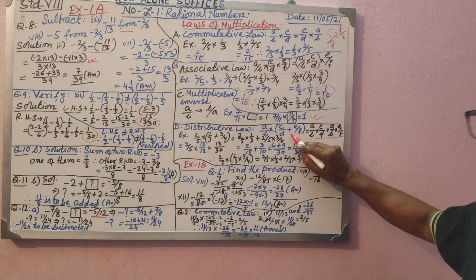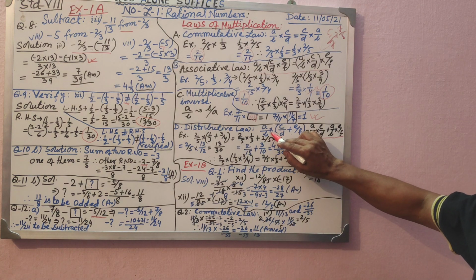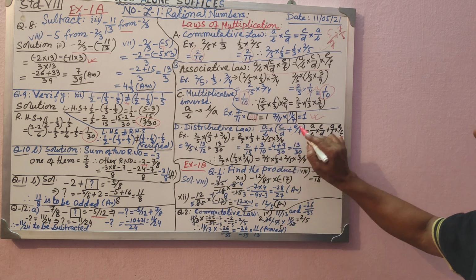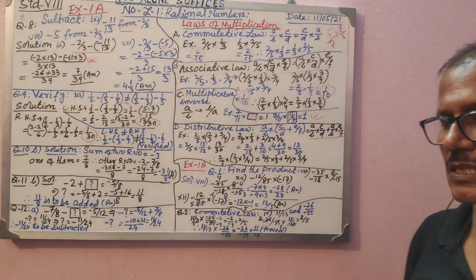Had it been a minus sign also, the same thing will be. If it is multiplied and here is minus, so A by B into C by D minus A by B into E by F will become. So that is the distributive law of multiplication. Let us take an example.